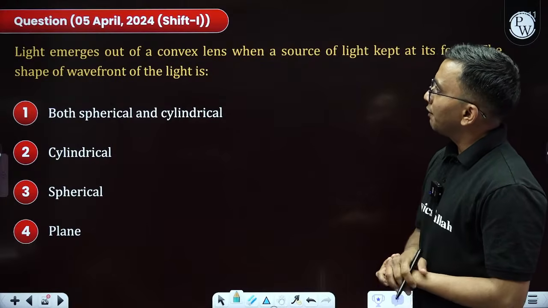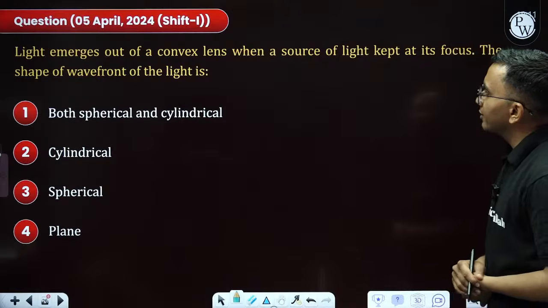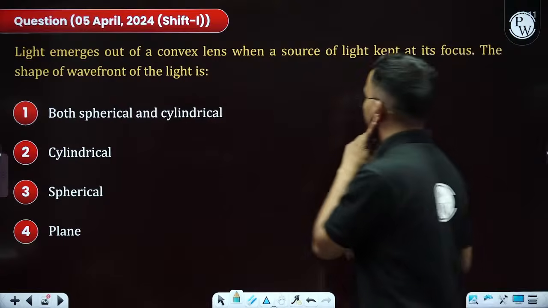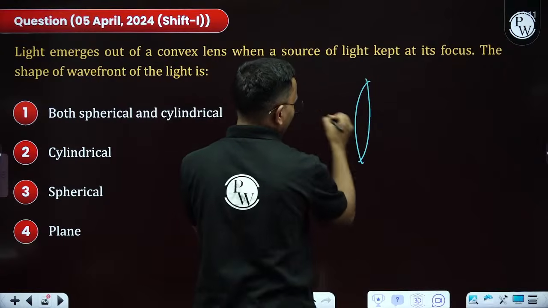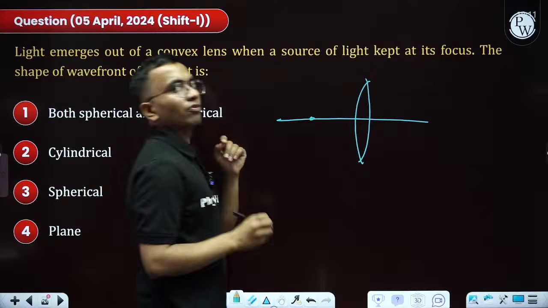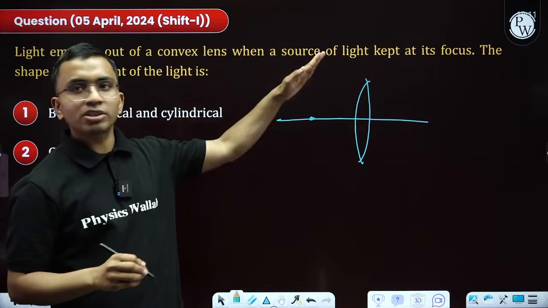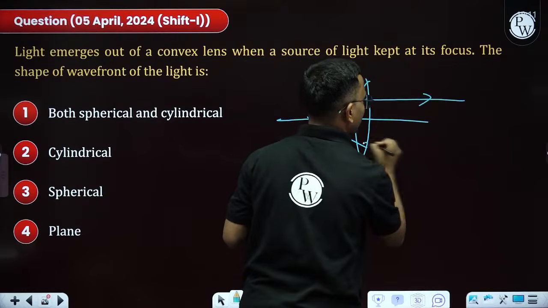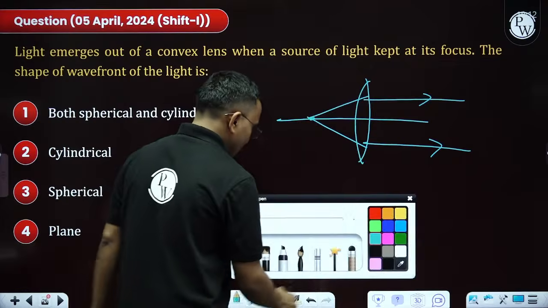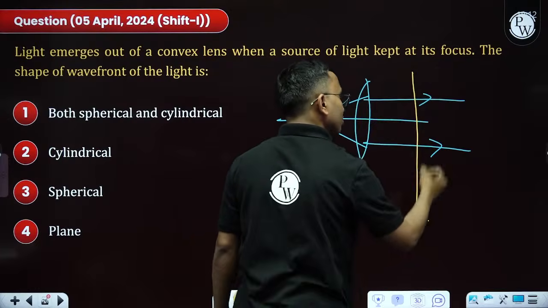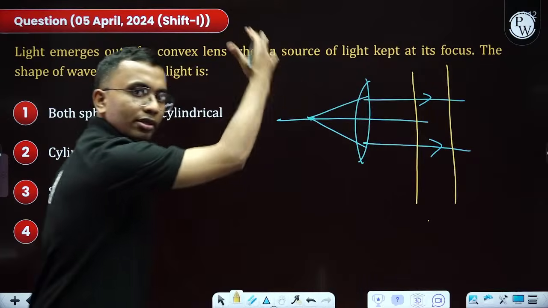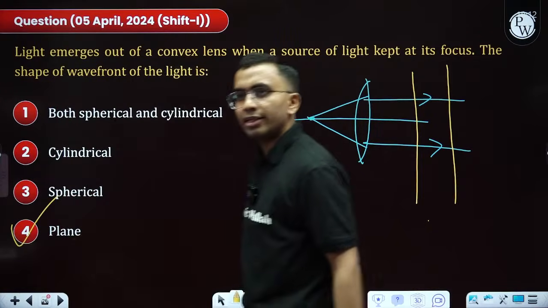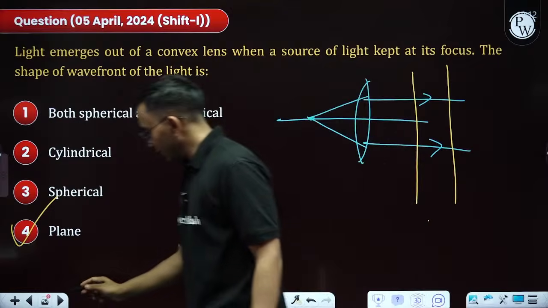Now we are moving to wave optics. Let us do. Light emerges out of a convex lens when a source of light is kept at its focus. The shape of wavefront is? Source is at focus. The rays that will emerge, they will be parallel, like this. For parallel rays, how will the wavefront be? Like this, isn't it? It's a plane. So the wavefront is plane. Fourth option is there. Simple conceptual question.